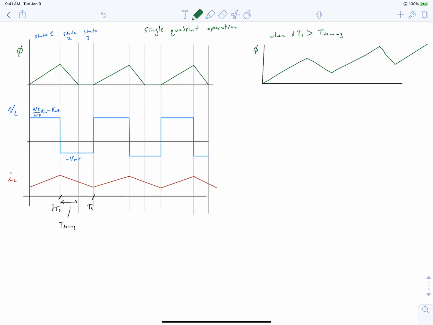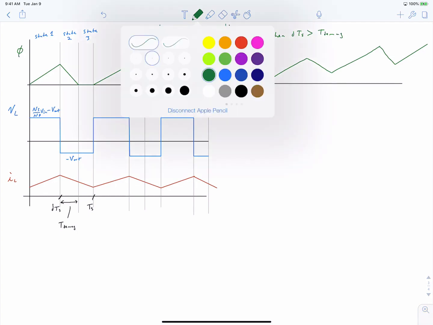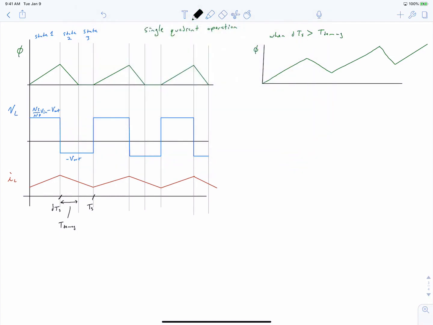So this is what happens when our MOSFET on time is greater than the time that is required to demagnetize our core. And this means that we have a certain maximum MOSFET on time that we're allowed to have based on the number of turns of our demagnetizing coil.